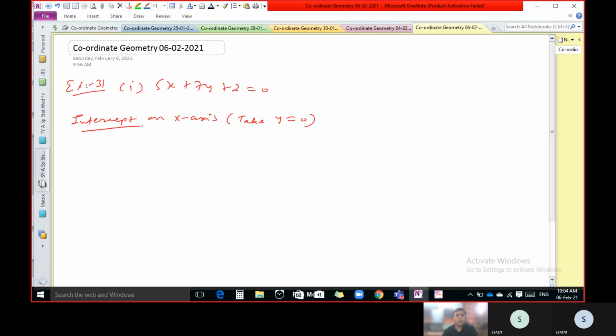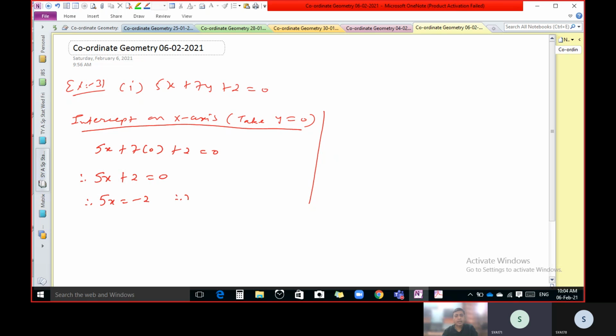If you put y equal to 0, what do we get in this equation? Sorry, sir. If you put y equal to 0, then 5x plus 2 equal to 0, so x is minus 2 upon 5. Correct. So this is the value of x. Therefore, the intercept on x-axis is minus 2 by 5.